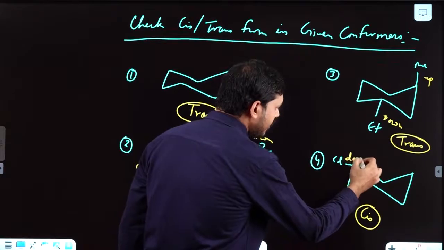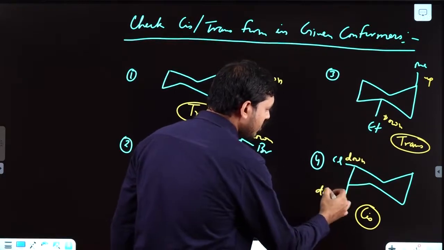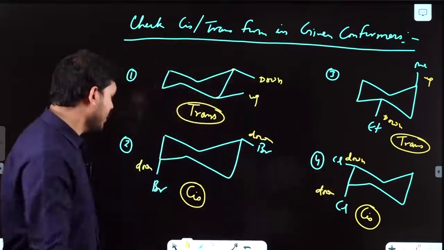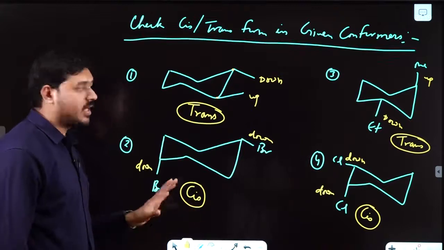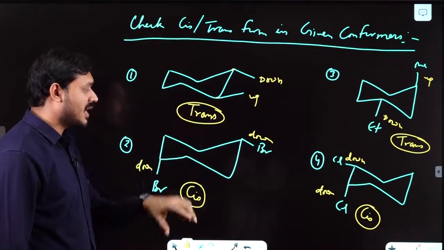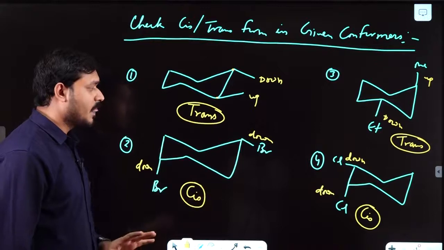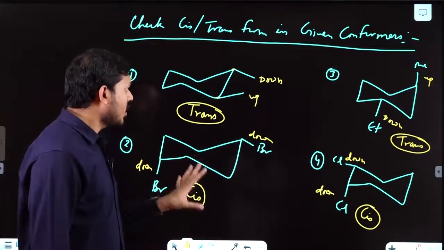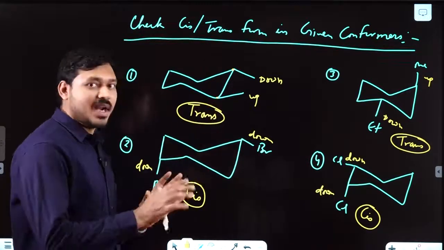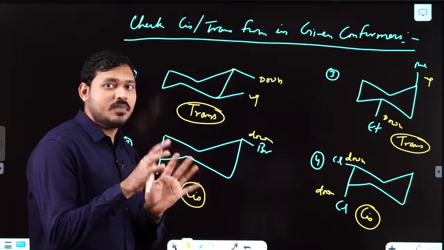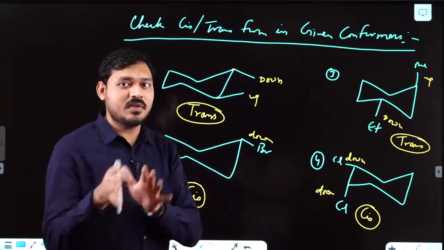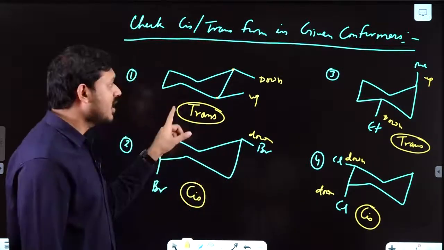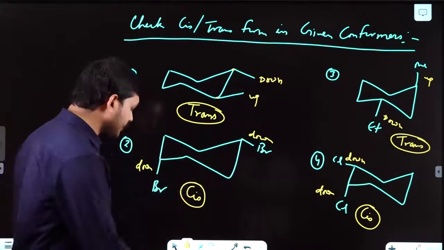It is again down and down. So if both are down or both are up, you can say it is in cis form, right? Both are on different sides, trans; both are on the same side, cis. Now the question arises, what about their stability and everything? So that is a different part. Don't confuse conformation and configuration. This I have asked about configuration, right?